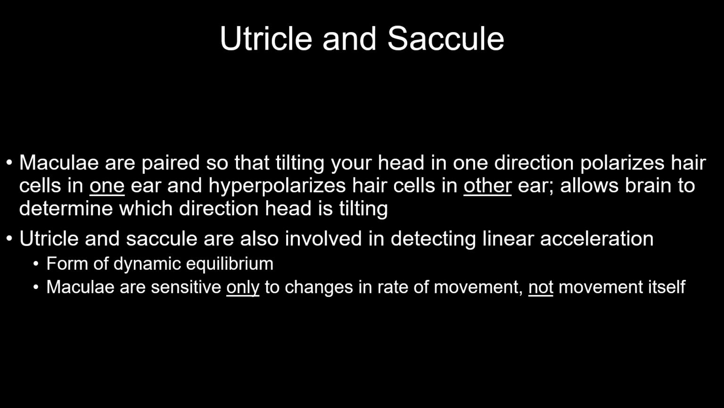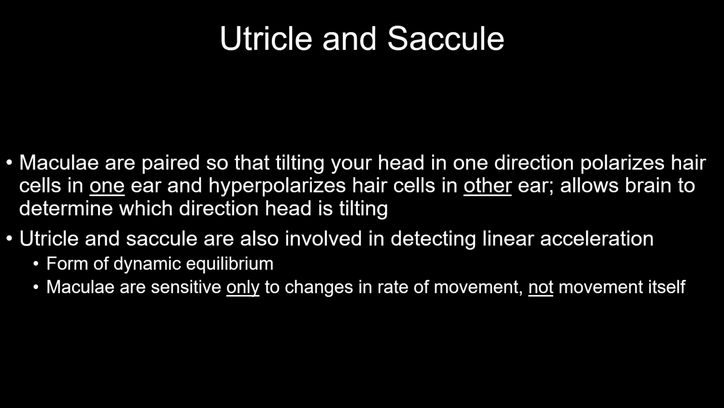And the utricle and the saccule are also important for detecting linear acceleration. This is a sort of dynamic equilibrium when a person's riding a car or when they're in an elevator. As movement begins, okay, the hair cells move with the rest of the body, but the endolymph and the otolithic membrane do not move immediately because of inertia. Essentially, an object at rest tends to stay at rest. So the otolithic membrane and the endolymph have that inertial resistance.